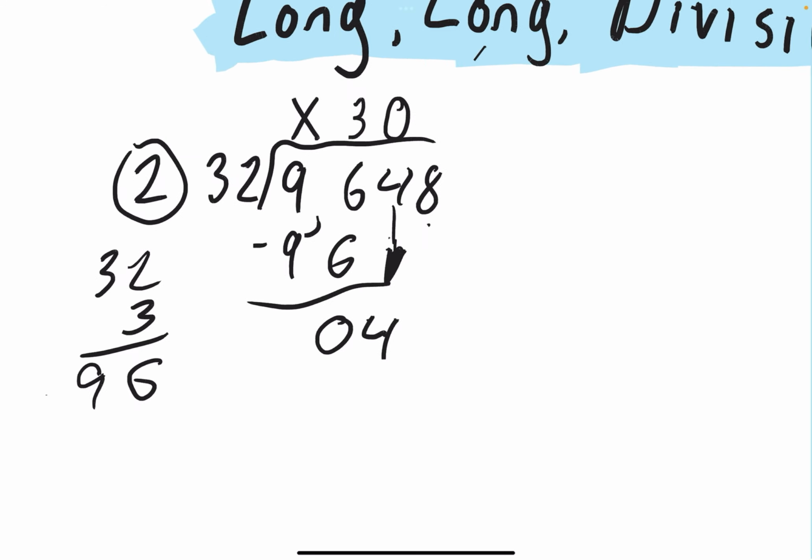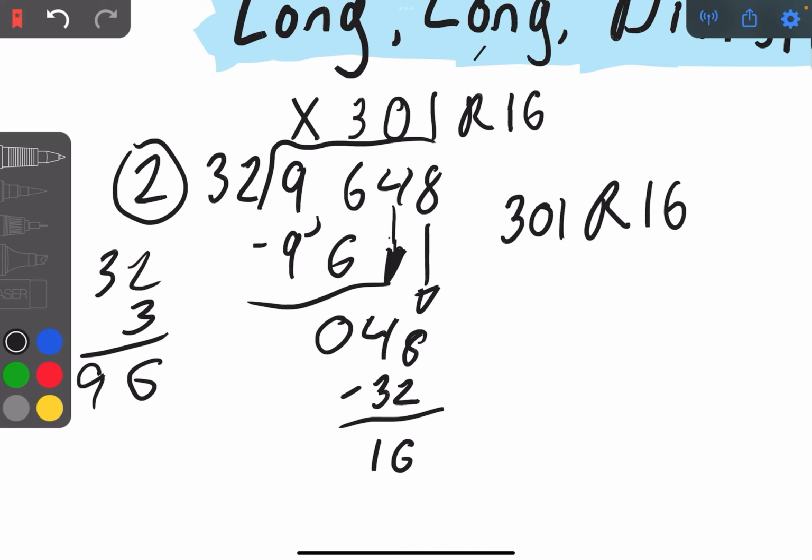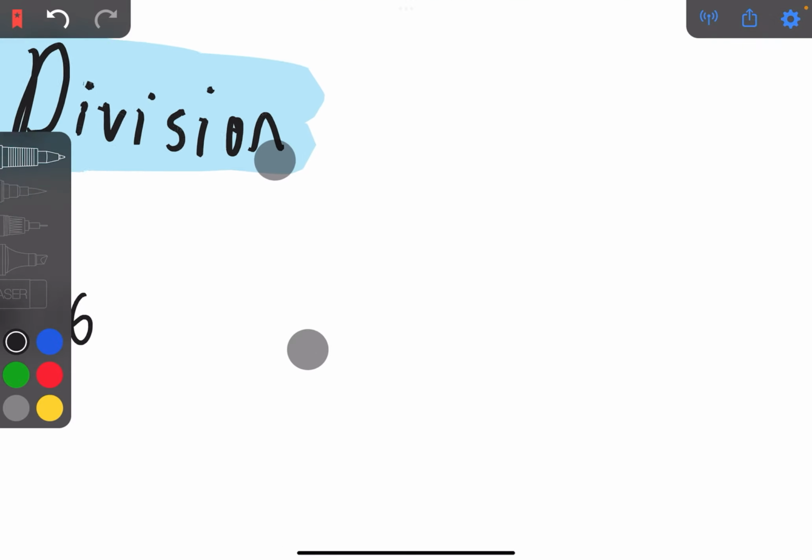Then we'll drop down our 8. And how many times can 32 go into 48? Once. So you do minus 32. And here we get 16. So we'll put a remainder 16. So we get 301, remainder 16. Let's do a few more problems, similar.